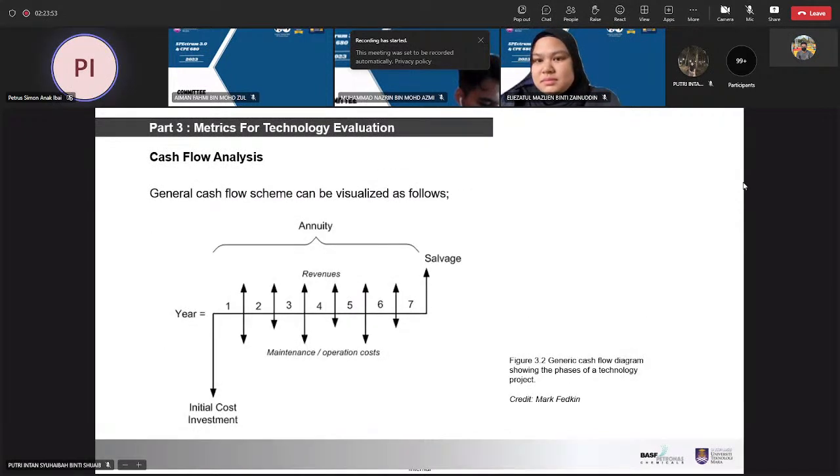So in order for us to evaluate the initial costs and also the revenues, we want to maintain the cash flow analysis as positive as possible. Only then is it considered viable. Okay, next.